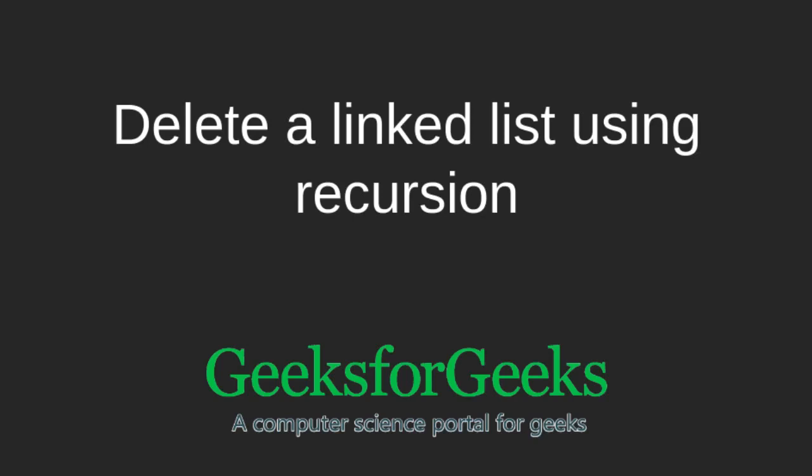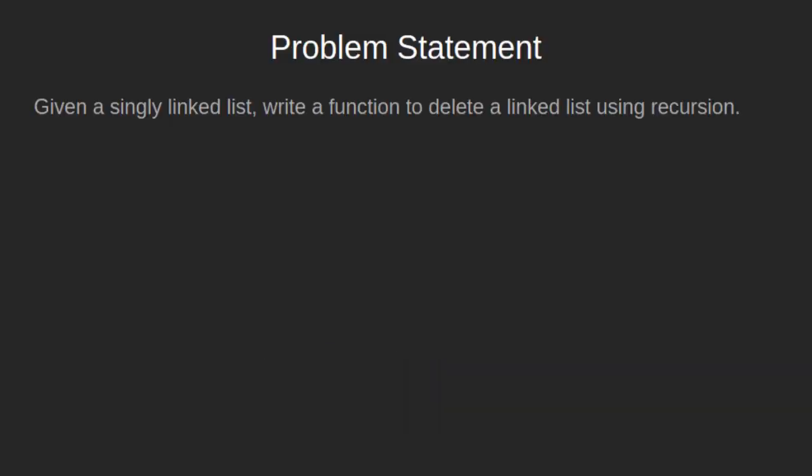Today we will learn how to delete a linked list using recursion. So the problem statement says we are given a singly linked list. We have to write a function to delete a linked list using recursion. Deleting a linked list means deleting all the nodes of the linked list.